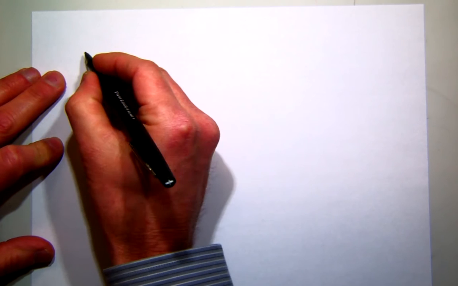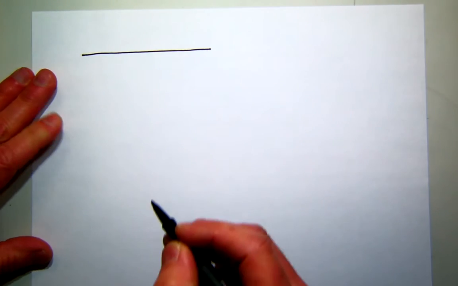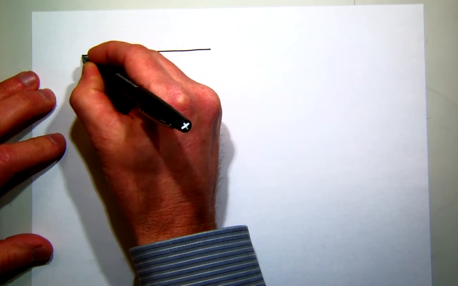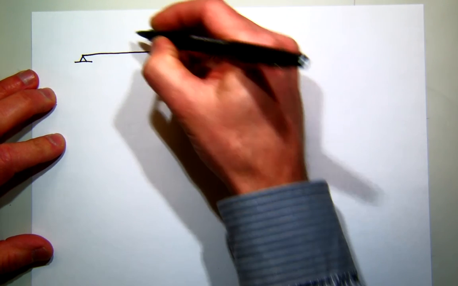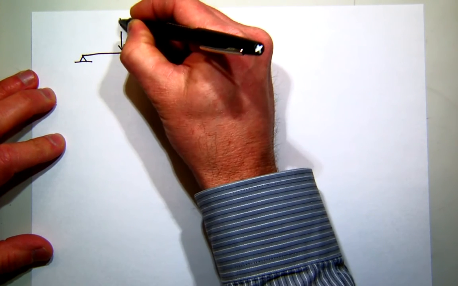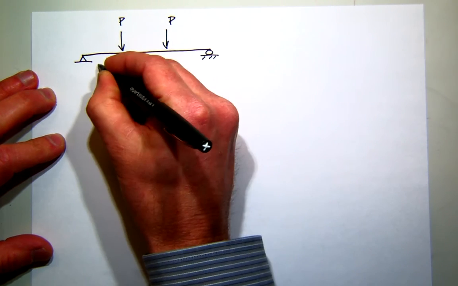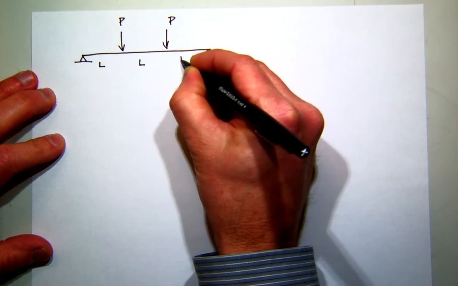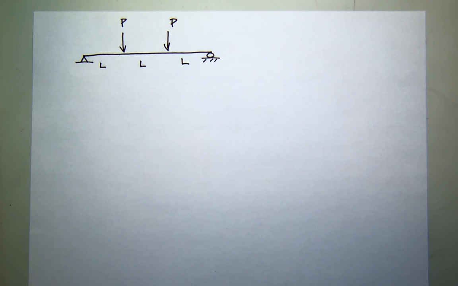All right, so let's start. So the problem I want to solve is, actually I forgot what it was. It was a simple supported beam, wasn't it? And it had 2-point loads, P and P, and these were all L apart. We're going to find the shear force and bending moment.